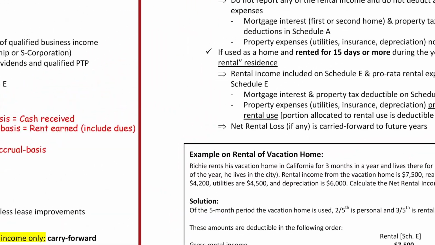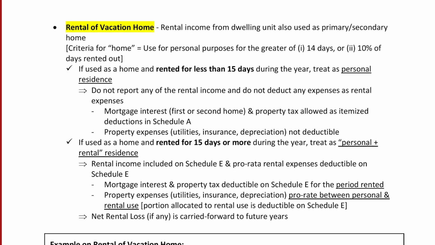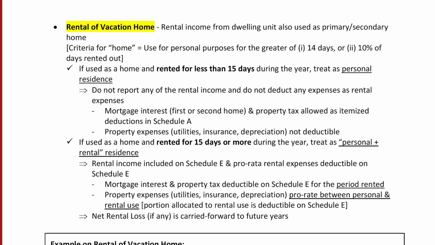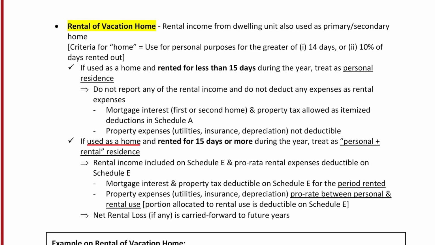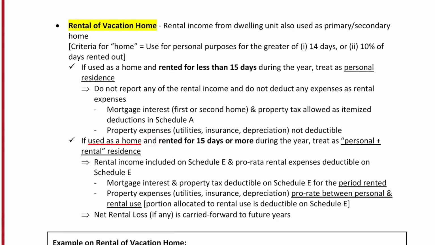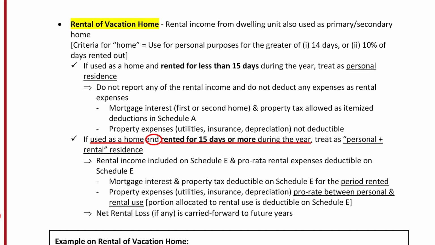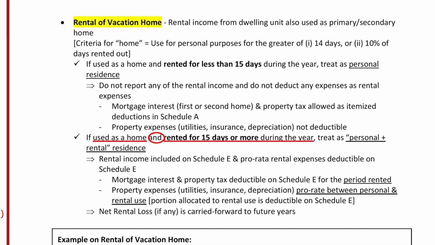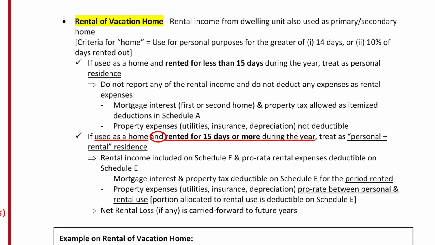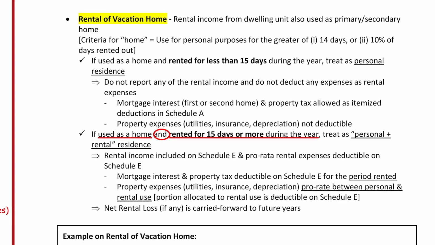Moving to page 43, we're looking at a special scenario of rental of a vacation home. So this is a real estate property used as a home, and rented for 15 days or more during the year. So this is a home plus there's rental income because it's rented out for 15 days or more during the year.